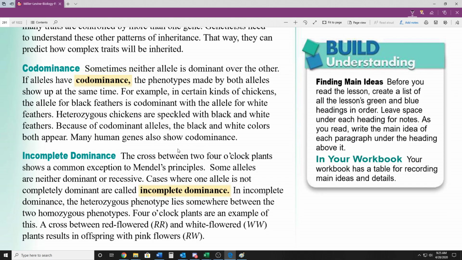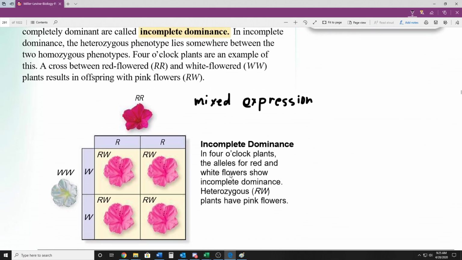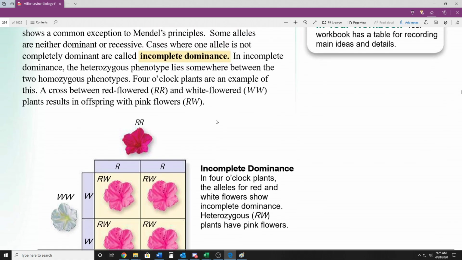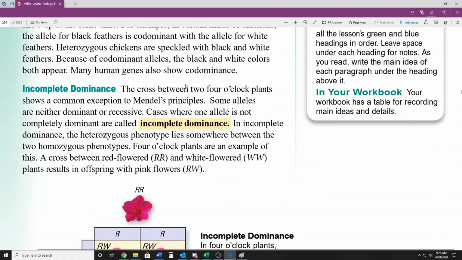It just depends on whether they're expressed separately, as in our chicken with the black and white feathers, or if they are expressed in a mixed format, meaning we take our red petals and our white petals. When you combine those colors together, you get pink. So that is the difference between those two. Okay, that's probably the trickiest part of this section, just distinguishing between those two particular patterns of inheritance.